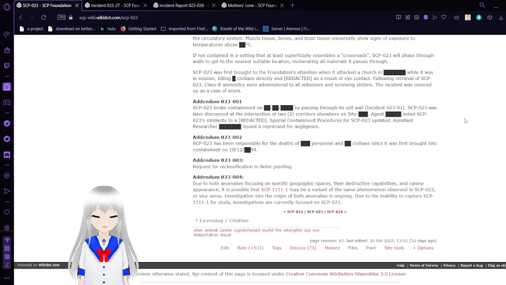Addendum 23-2. SCP-23 has been responsible for the death of blank personnel and blank civilians since it was first brought into containment on October 12th, something 94. Addendum 23-03. Request for reclassification to Keter pending.